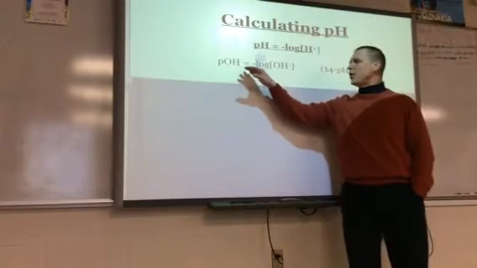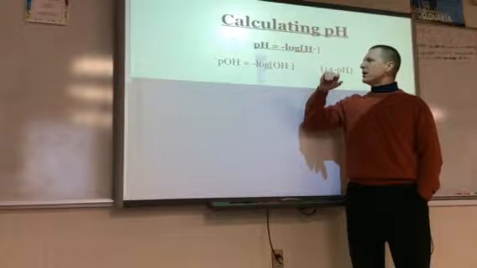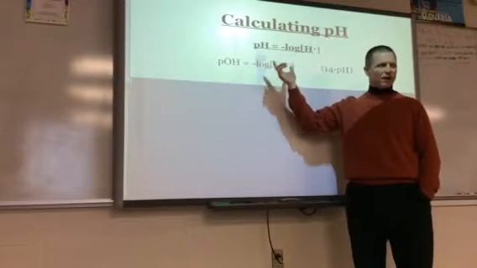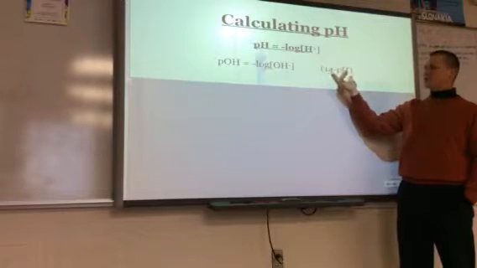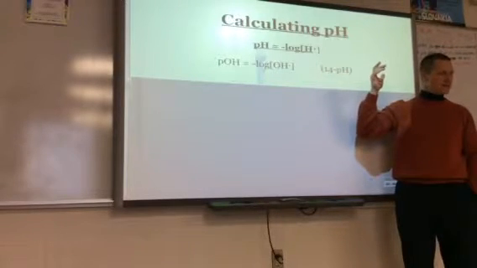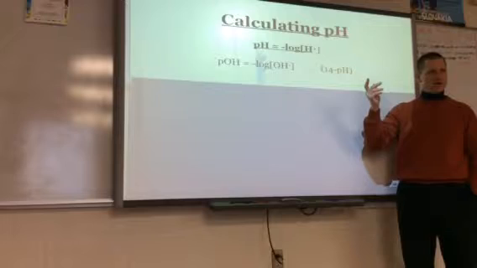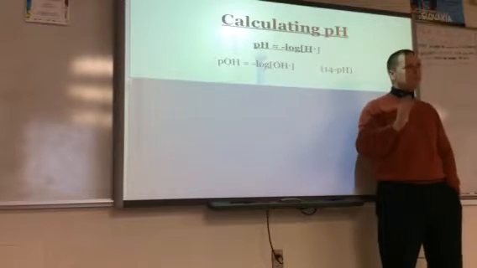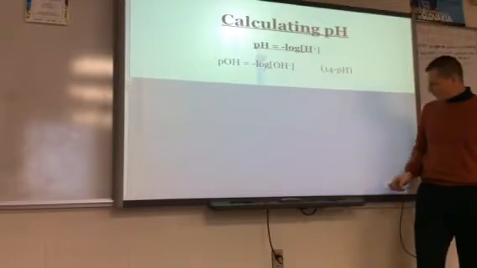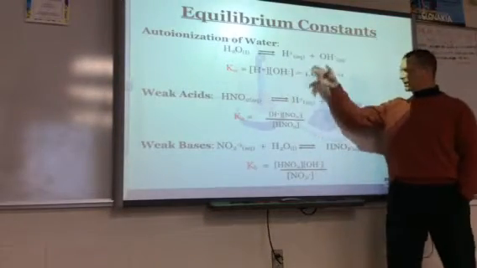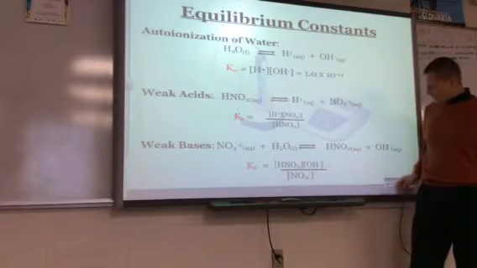We can also find the pOH. pOH is the negative log of the hydroxide. Or, most of the time, you'll find the pH, and then you can just take the 14 minus the pH to get the pOH. Because for every solution, the pH plus the pOH equals 14. And that comes back from that, 10 to the negative 14. That's what that means.